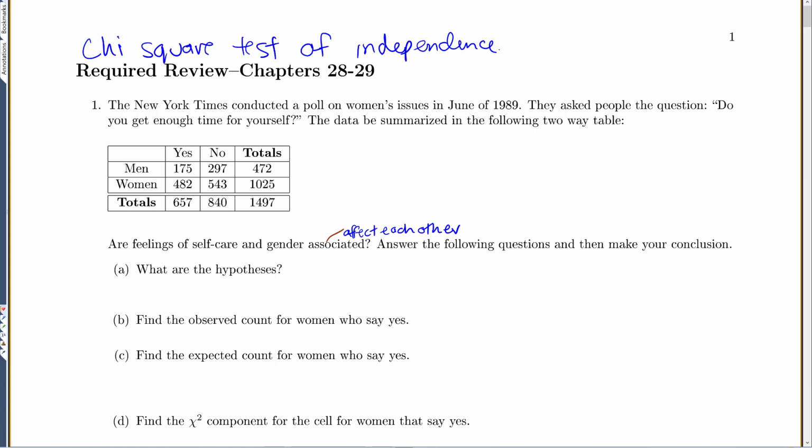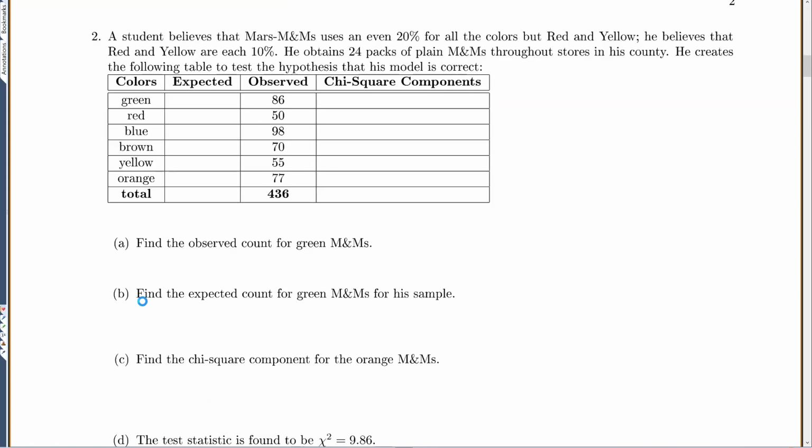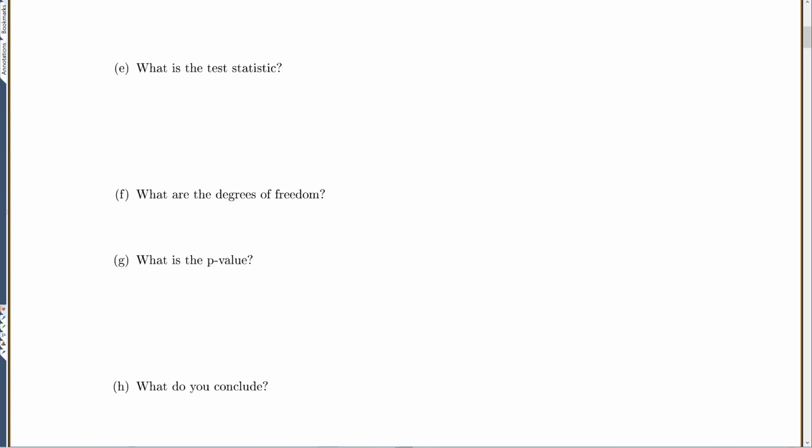Also, when I look at it, I notice there's men or women, and then each group of men or women can say yes or no. So it's kind of this cross classification table. And I know that it must be a chi-square test of independence, because a chi-square test for goodness of fit looks more like our next problem. Notice how it'll give you a lot of percentages and then just one column of what you observed. So that's how you can kind of tell the difference.